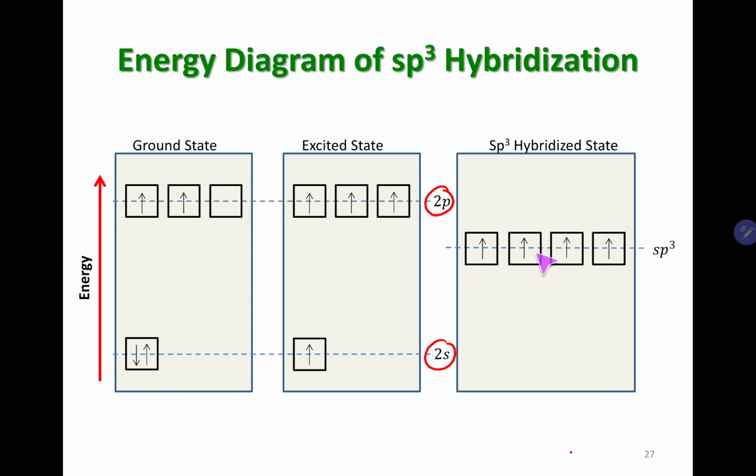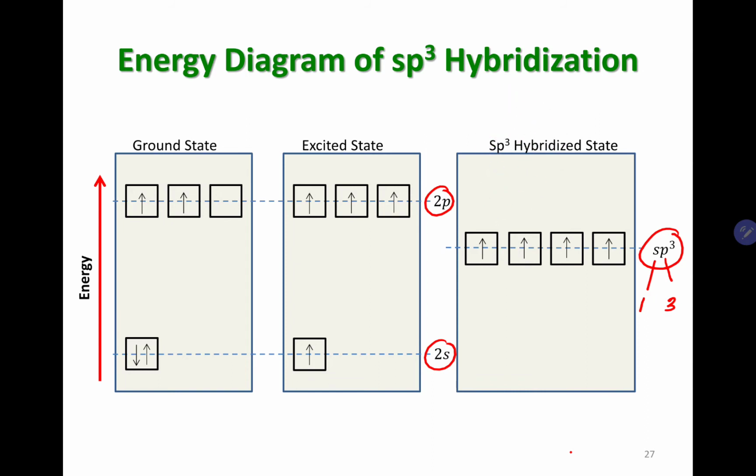You put the three 2p orbitals and the 2s orbital together, mix them, and make nice hybridized orbitals which we call sp3. Why do we call it sp3? Because to make these hybridized orbitals, you used one s orbital and three p orbitals. That is why we call it sp3. By mixing one s orbital and three p orbitals, you make the sp3 hybridized orbitals.